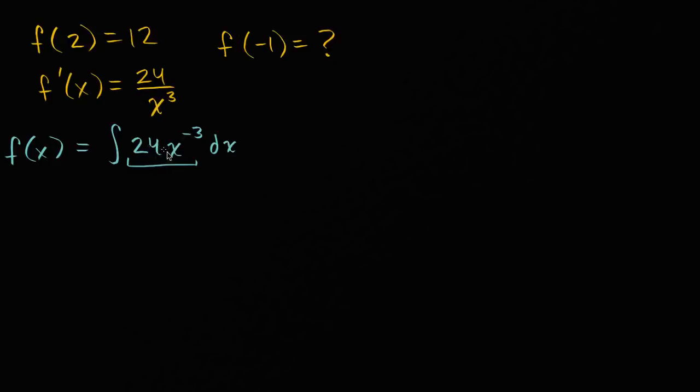Well, we're just going to do the power rule in reverse. So what we're going to do is we're going to increase the exponent. So let me just rewrite it. It's going to be 24x to the, we're going to increase the exponent by 1. So it's going to be x to the negative 3 plus 1. And then we're going to divide by that increased exponent. So negative 3 plus 1. And so that is going to be x to the negative 2, and then we divide by negative 2.